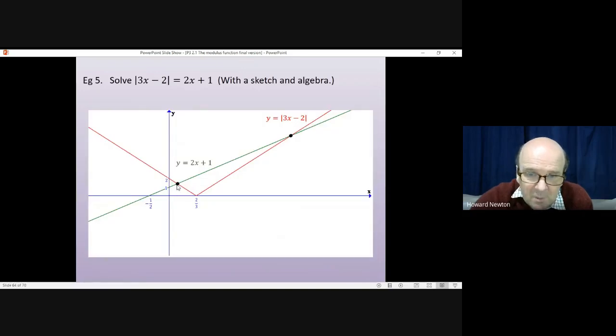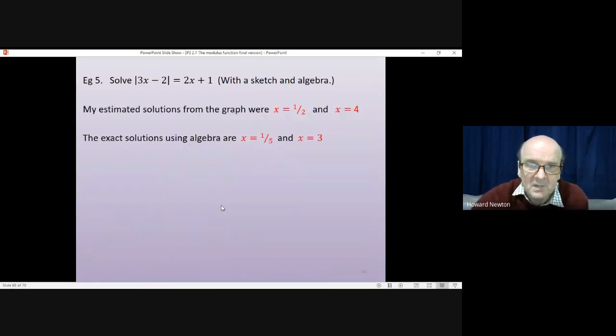And again, I think we said that that looked like it was about a half. Again, I was a bit casual with that. I think it's clearly a bit less than a half. And a fifth does look like a sensible solution for that point. So the estimated solutions were about a half and about 4. The exact solutions using algebra were x is a fifth and x equals 3.